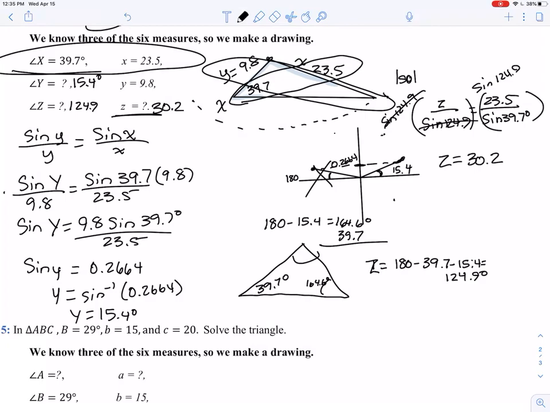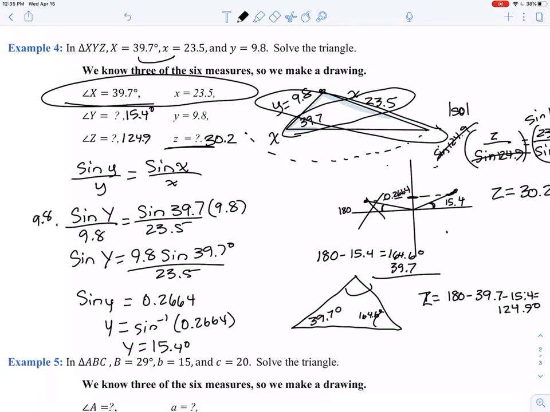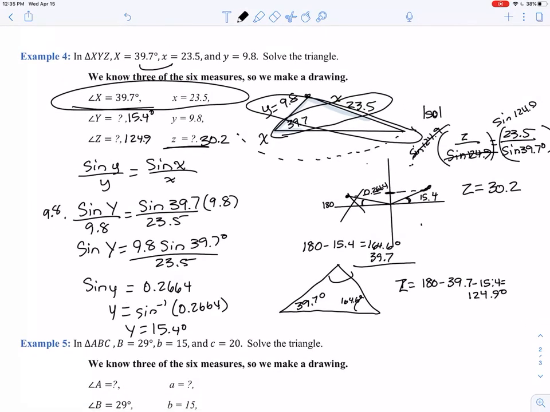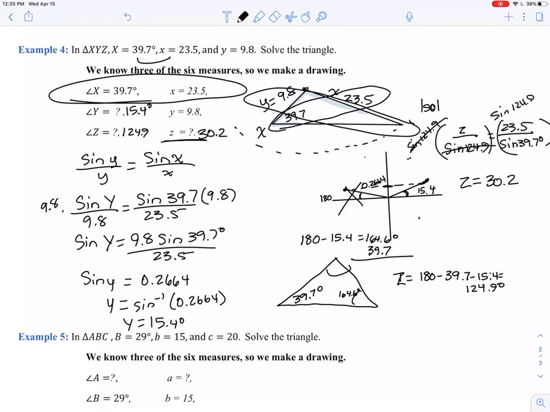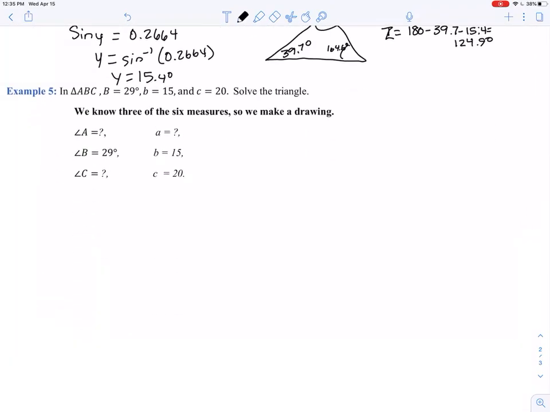So the point of this lesson here, for example 4, was to use the law of sines to determine how many triangles were created, because in this example we were given side angle. Again, after we drew the depiction, it was easy to determine that. And so there's an example of how to get one solution. All right, last one here, and then we're done.